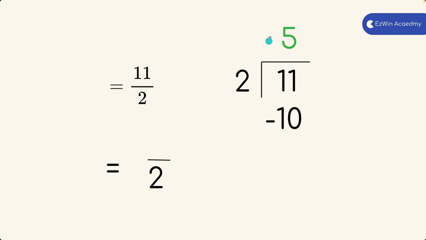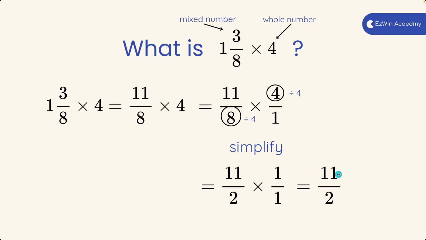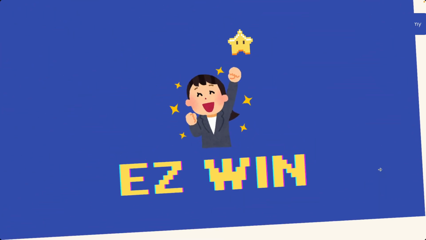And since this 5 is a whole number, we're going to put the 5 at the left of the fraction. And last one is that 11 minus 10 will give us a remainder of 1. And since this is the remainder, that means this is the numerator for this 11 out of 2 improper fraction. And we get the answer for our mixed number: 5 1 out of 2, or 5.5. So since we are done with this, 11 out of 2 will become 5.5. And the answer is 5.5. And that is an easy win.